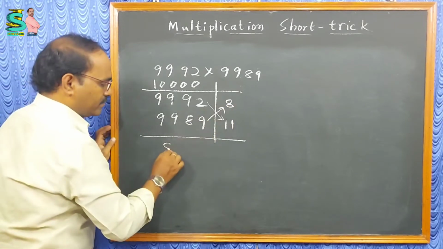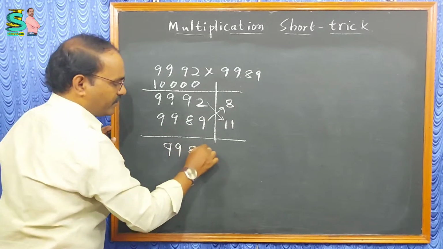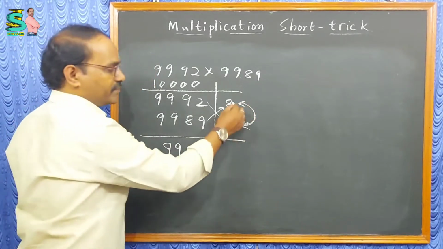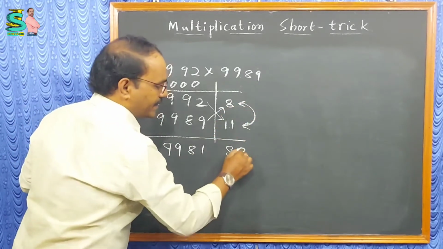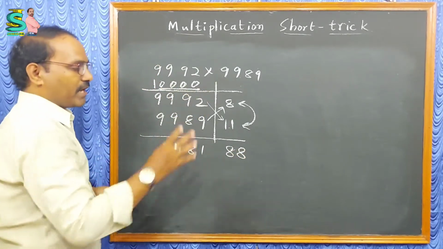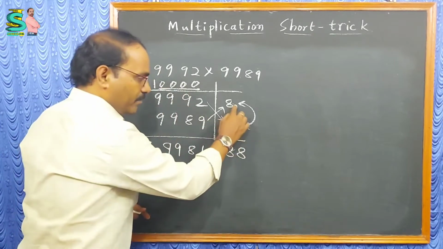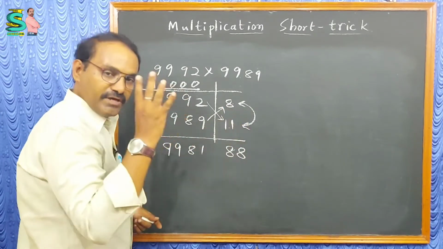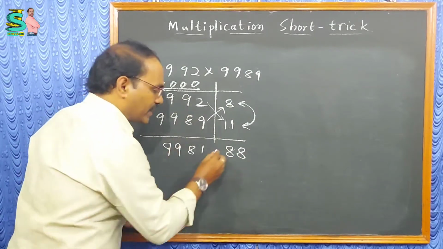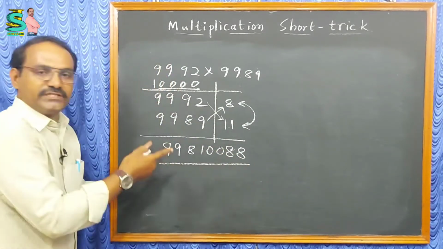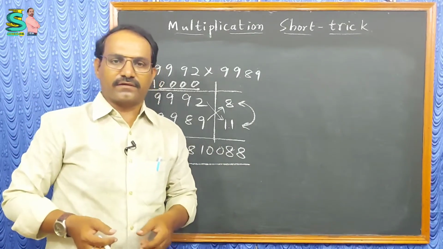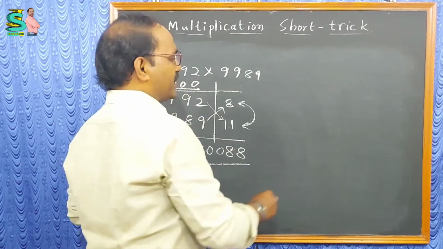9989 minus 8, 9981, and then the multiplication of these two, means product of these two. 11 8s are 88, and then look at here, 4 zeros are there, that's why the product must be a 4-digit number. Only a 2-digit number we get here, so you can write 2 zeros here. This one is your answer. How much time taken? 10 seconds only, below 10 seconds. Okay, one more question.